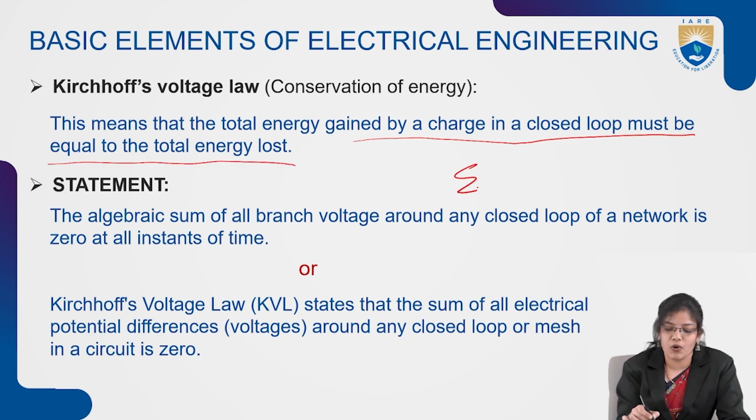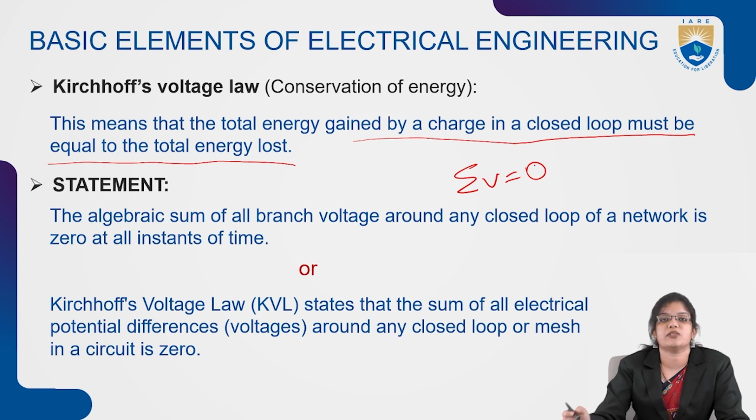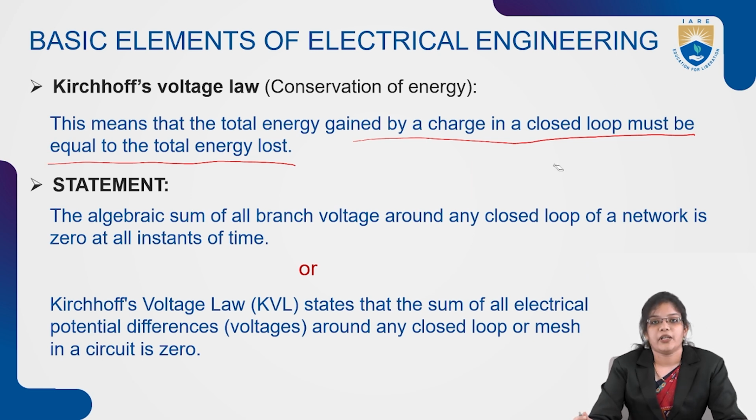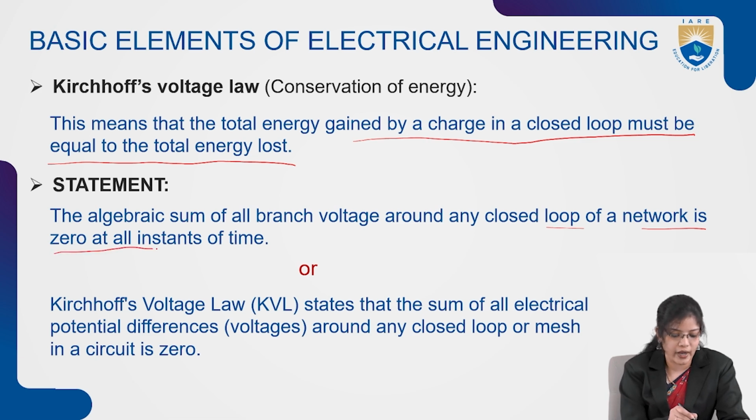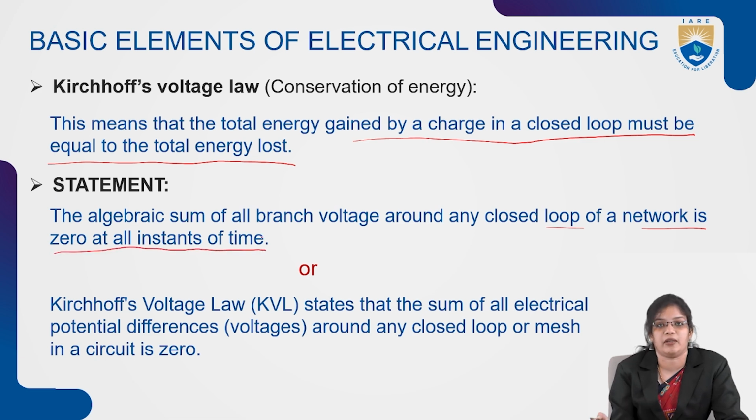That means the sum of voltages will be equal to 0. The statement of Kirchhoff voltage law is stated as: the algebraic sum of all branch voltages around any closed loop of a network is 0 at all instants of time. That means the sum of voltages will be equal to 0.